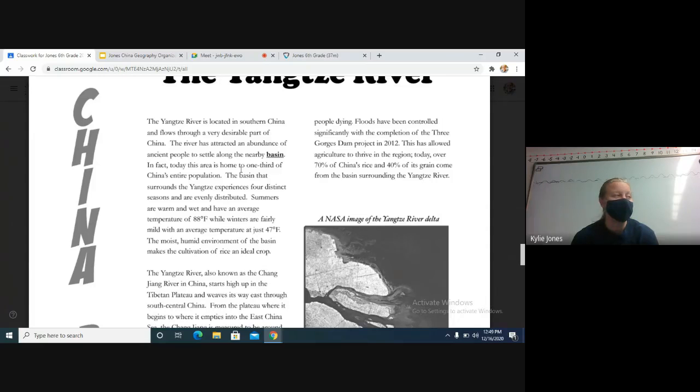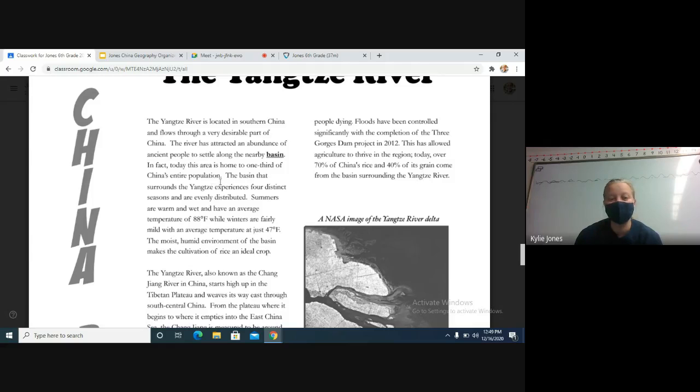We did the Yellow River last time. This is the Yangtze River. Nope, it was just still the same slide. In fact, for today, this area is home to 1/3 of China's entire population.